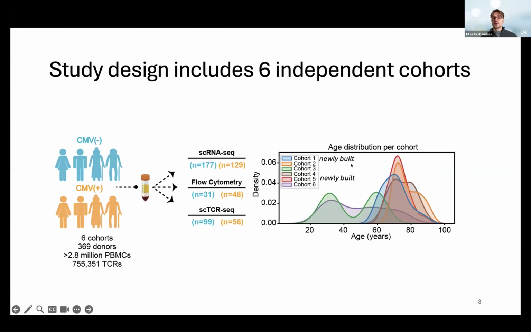The way we have structured the study and this presentation is that we used cohort 1 and cohort 5, which we have built in-house. These are newly built cohorts that we used as discovery cohorts, if you will, to derive the transcriptional signatures and TCR signatures respectively. Then we used the rest of the cohorts to cross-validate our observations.